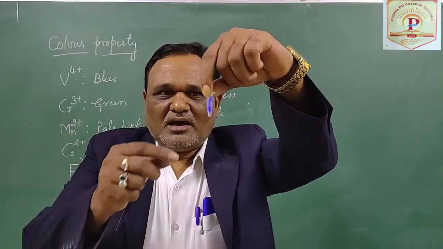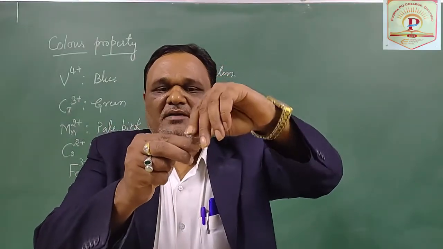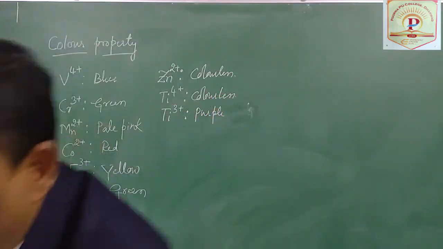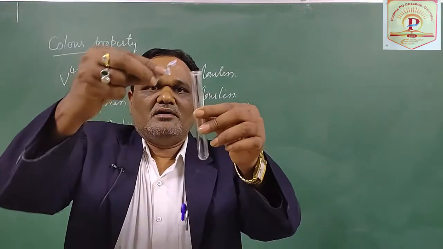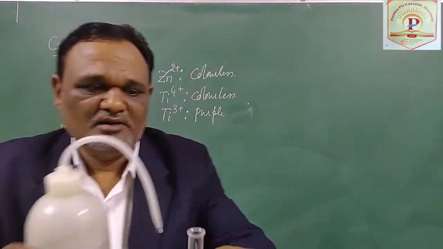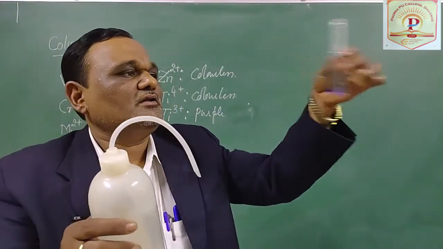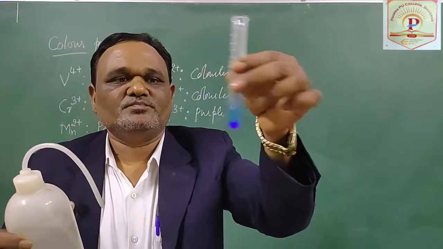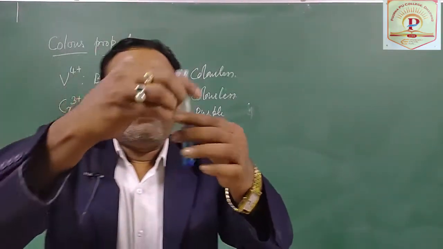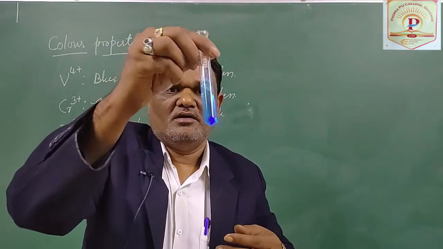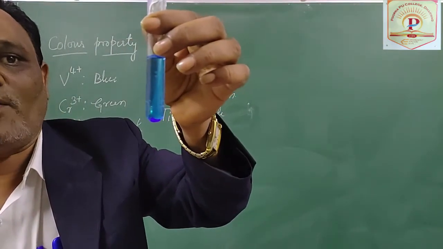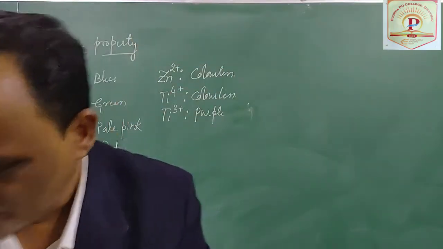You will see the intense color when I dissolve this in water, and for that I will take this solid material, which is blue in color. It is called vanadyl sulfate. I will take this in a test tube. This is solid, and I will add the water. You can see now it is blue in color. So in vanadyl sulfate, the vanadium is present in +4 oxidation state.